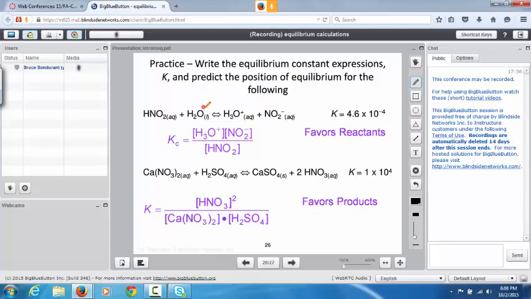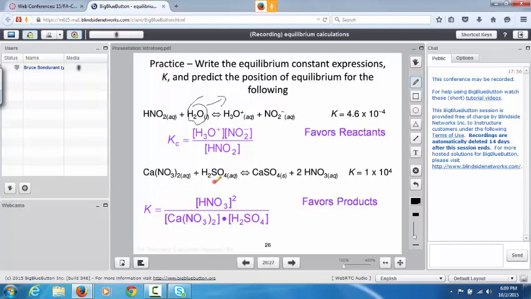So here we have a reaction. HNO2 plus H2O makes H3O plus NO2 minus. So H3O and NO2 minus, there's one of those, it's on the top, no coefficient. HNO2 is on the bottom. H2O doesn't get included.